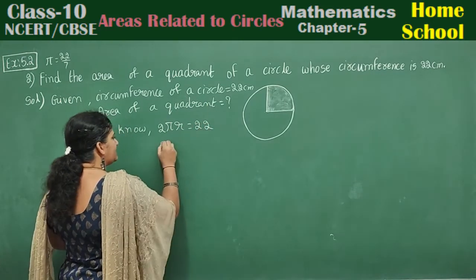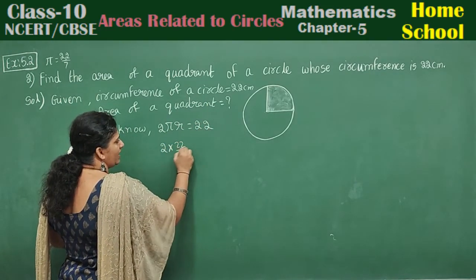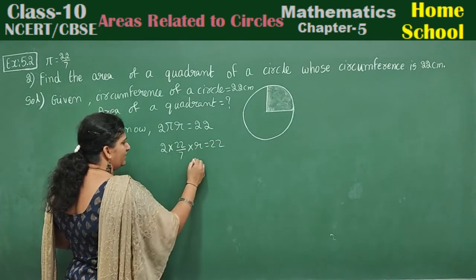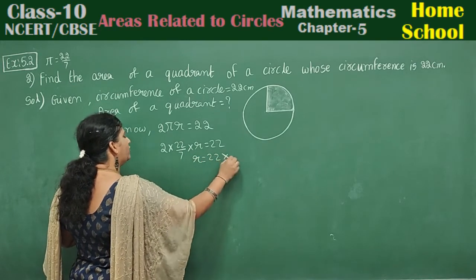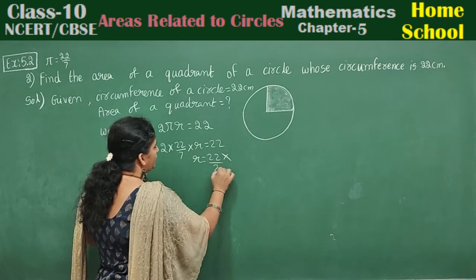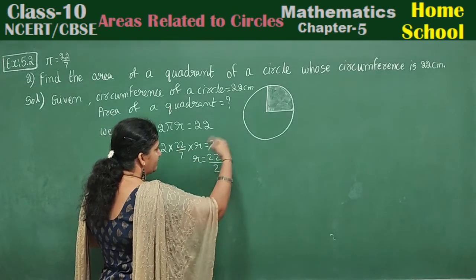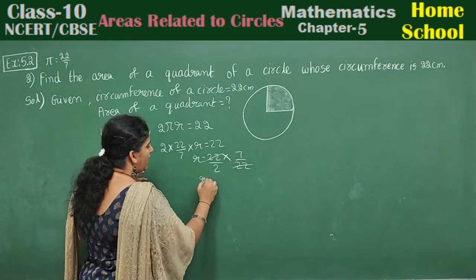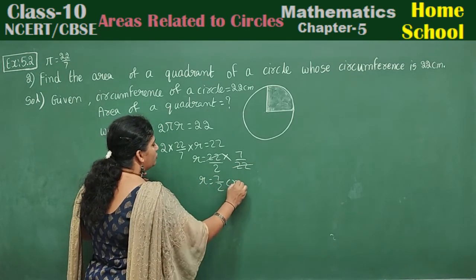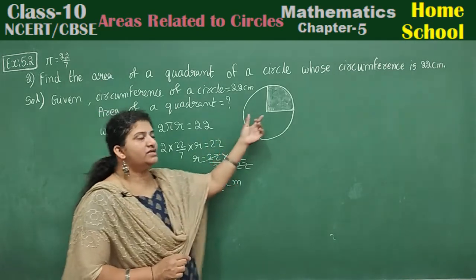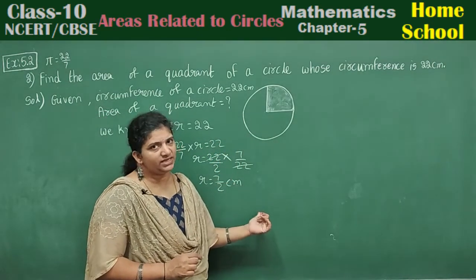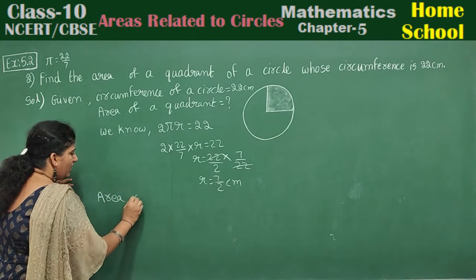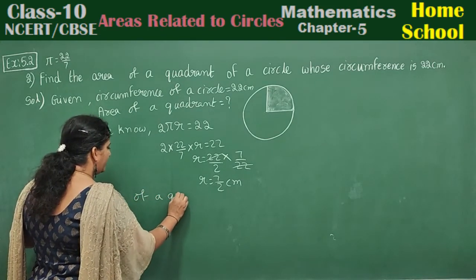2 pi r is equal to 22, as given. Now let us substitute: 2 into 22 by 7 into r is equal to 22. Send all these to the other side. R is equal to 22 into 22 by 2, and this 22 by 7 will be reciprocal on the other side. 22 cancels. R is equal to 7 by 2 centimeters. The radius of this circle is 7 by 2 centimeters. Now, the area of a quadrant formula. Area of a quadrant.